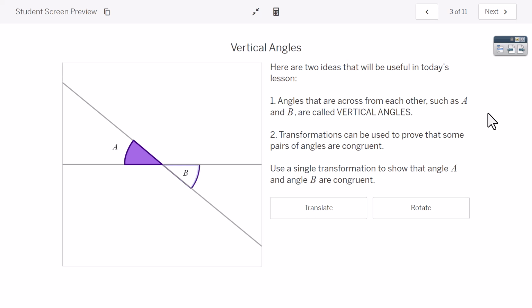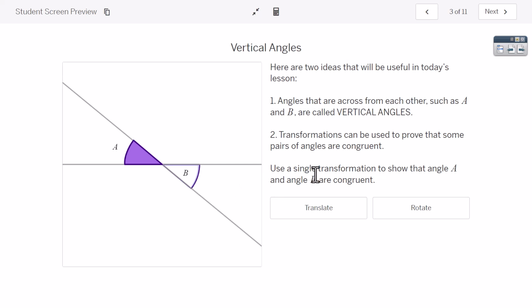So here's 2 ideas that will be useful in today's lesson. First of all, angles that are across from each other, like A and B in this picture, are called vertical angles. You can see that they share the same vertex, but the sides of those angles are not common. They're kind of diagonal from each other. And the second idea that's going to be useful is that transformations, like the ones we've been talking about, can be used to prove that some pairs of angles are congruent.